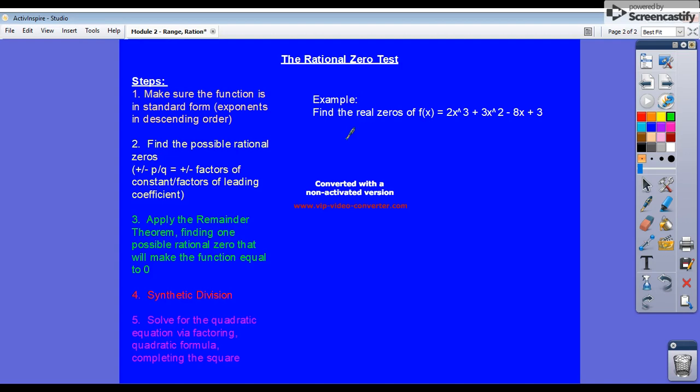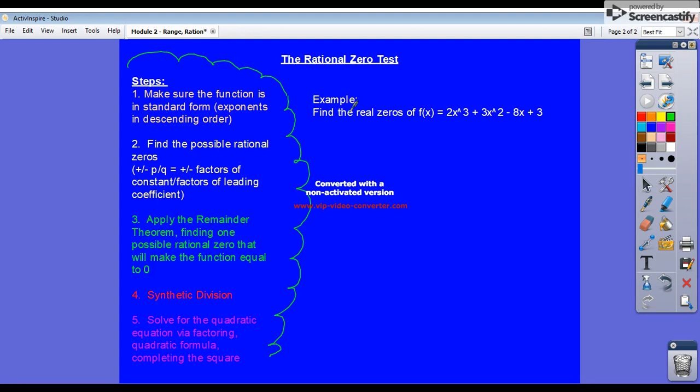All right, so we're going to go over the rational zero test. For the rational zero test, there are steps which I've noted here, and I'm going to put the example next to it just so we can refer to it during this entire problem. For the example, find the real zeros of 2x to the third plus 3x squared minus 8x plus 3. Notice that it starts off with x to the third, so it's not quadratic. We can't factor by grouping because, spoiler alert, it doesn't work. The parentheses won't be the same. So instead, we're going to apply the rational zero test to solve for the x's.